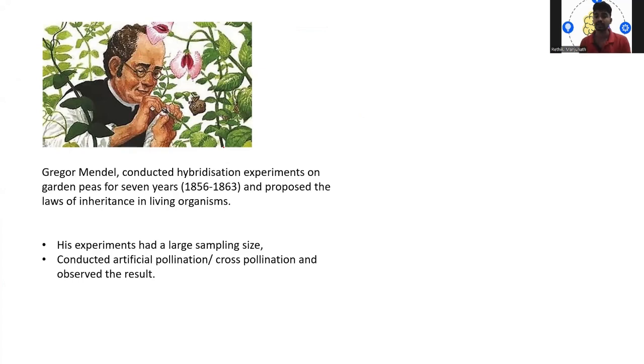The next thing is that in the 19th century, Mendel conducted a series of experiments to study the inheritance pattern. He took the garden pea plant as an experimental model. Why did he choose this garden pea plant for several years? Because it was easily available and a kind of characters could be studied, how they are passed from one generation to another generation.